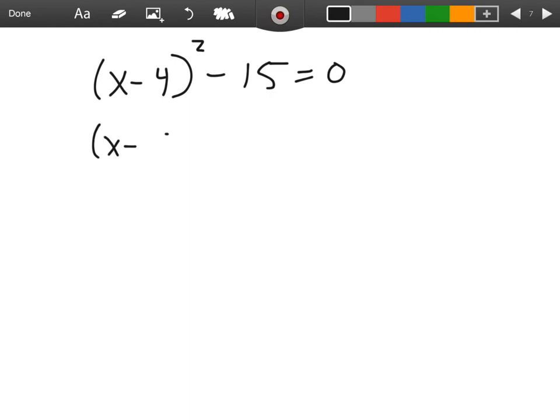Similarly, if I have, say, x minus 4 squared minus 15 equal to 0, I can solve this by adding 15 to both sides. Square root both sides.